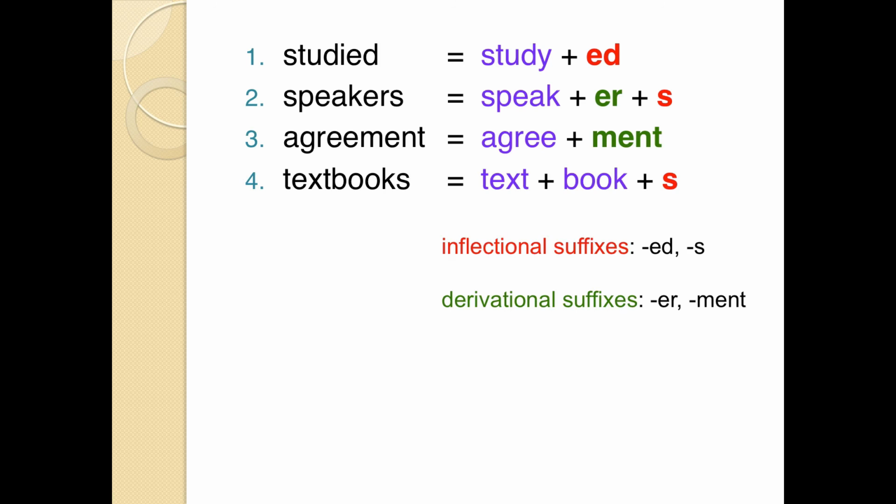Agreement, agree is the free morpheme. Ment is a derivational suffix. You either use it or not. You could say we all agreed or we were all in agreement. Textbooks consists of 2 free morphemes and an inflectional suffix. And that's it for this little mini lecture.